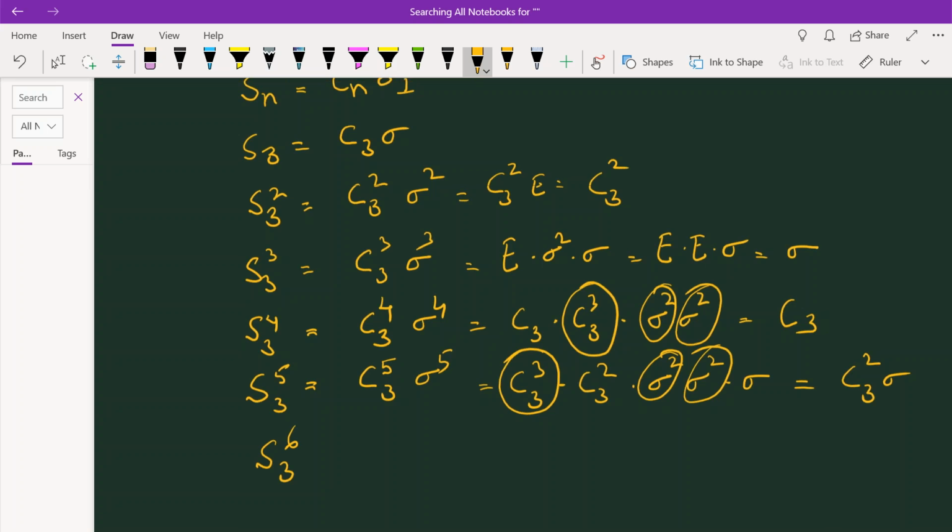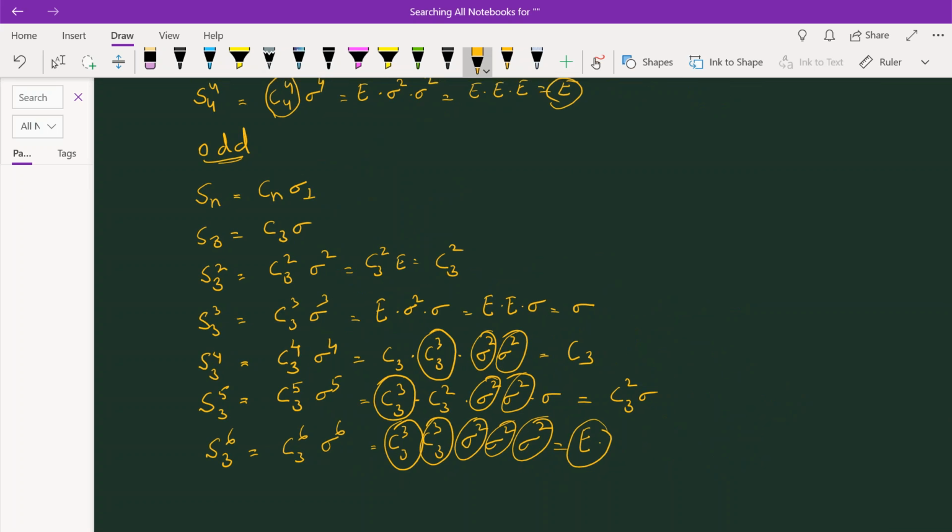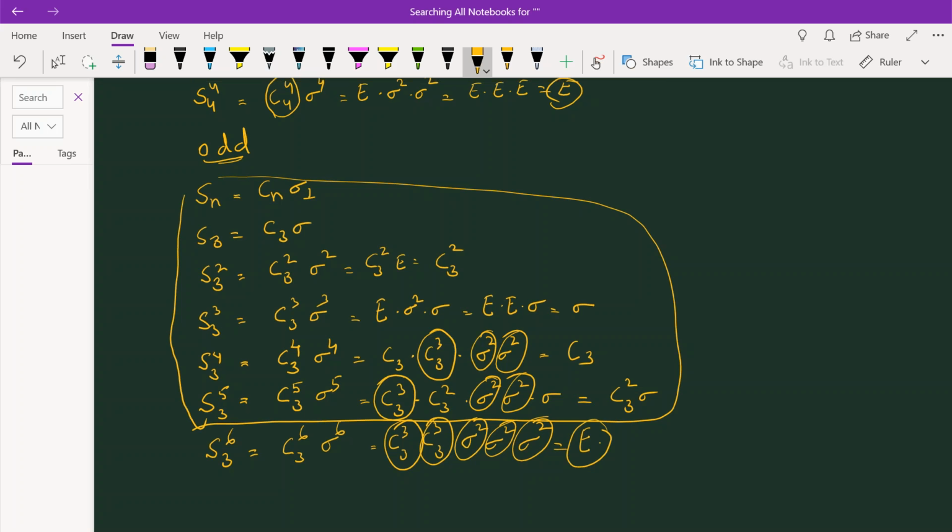Now S3 raised to 6 is equal to C3 raised to 6 and sigma raised to 6, which is C3 cubed, sigma squared, which is nothing but E, E, E, that means E. So now we got E, the identity. That means for an odd number you require to do these many operations. So what would be the conclusion for this?